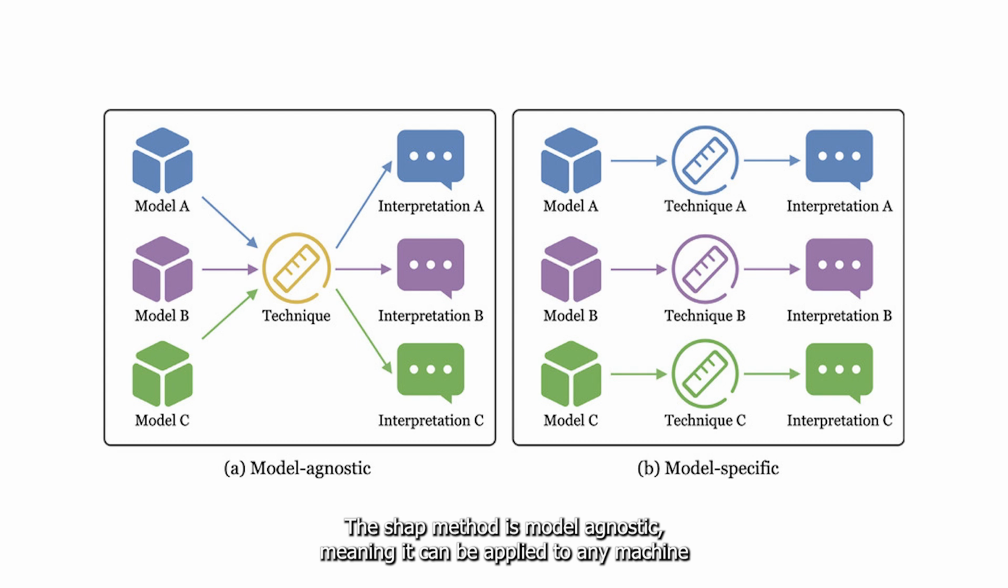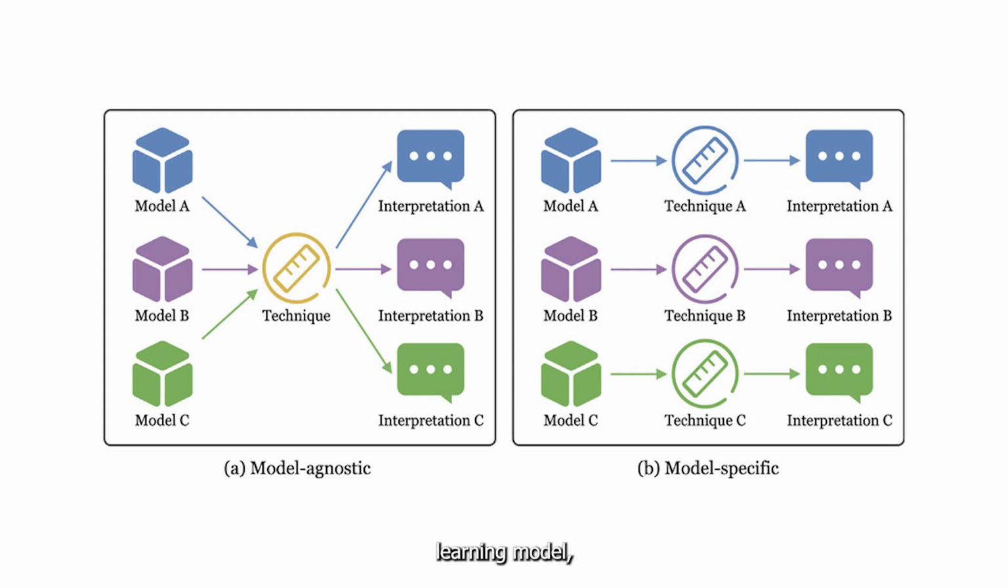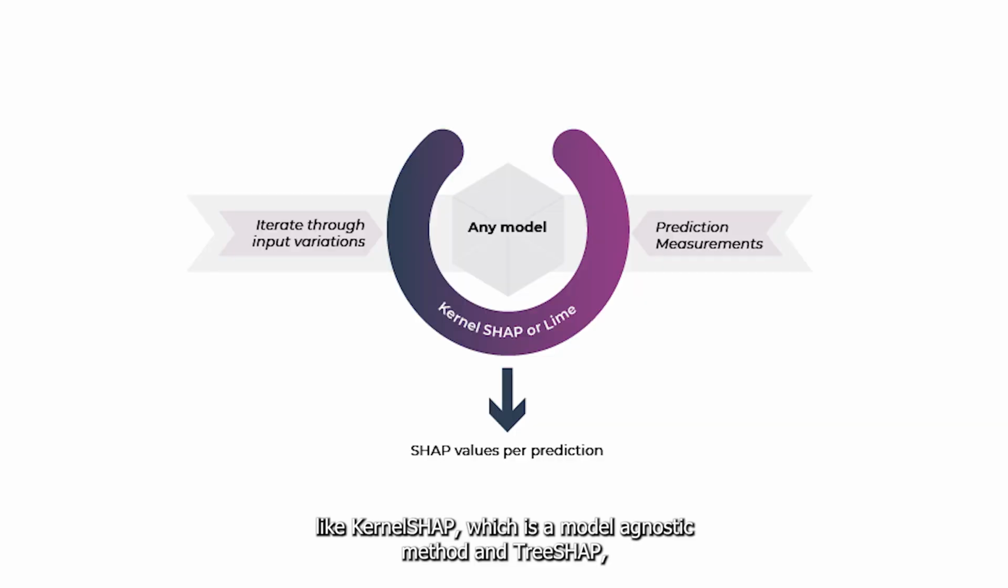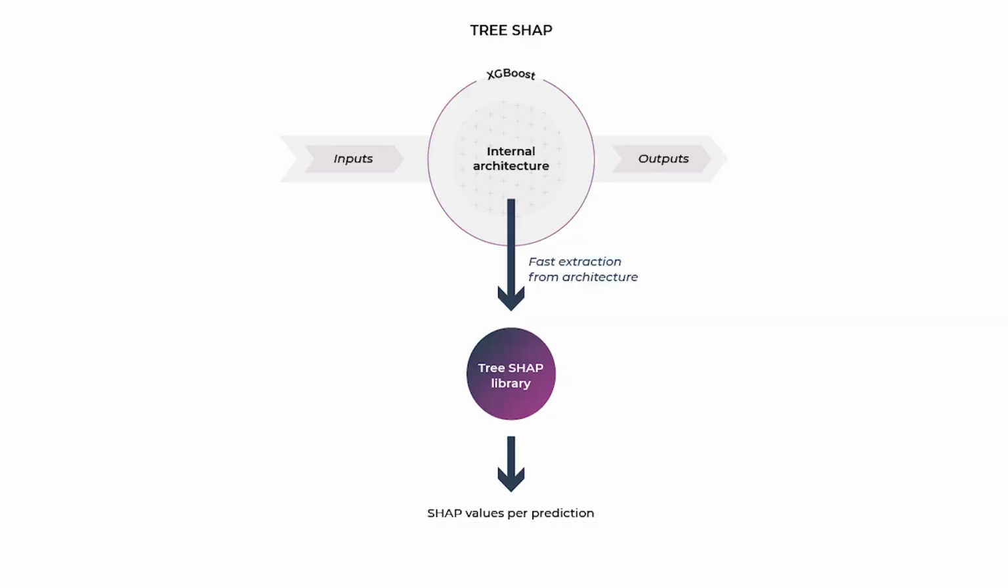The SHAP method is model agnostic, meaning it can be applied to any machine learning model, whether it's a linear model, a decision tree, or a deep neural network. This flexibility is achieved through different SHAP algorithms like kernel SHAP, which is a model agnostic method, and tree SHAP, which is optimized for tree-based models.